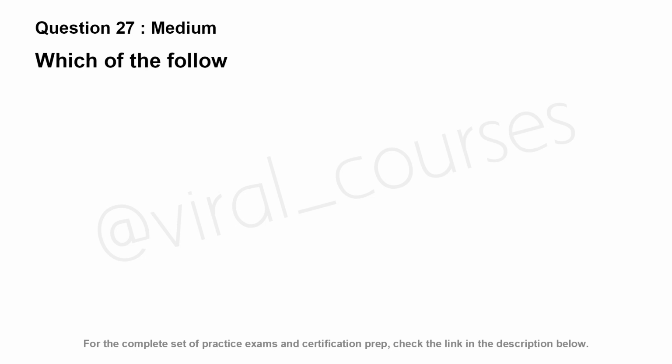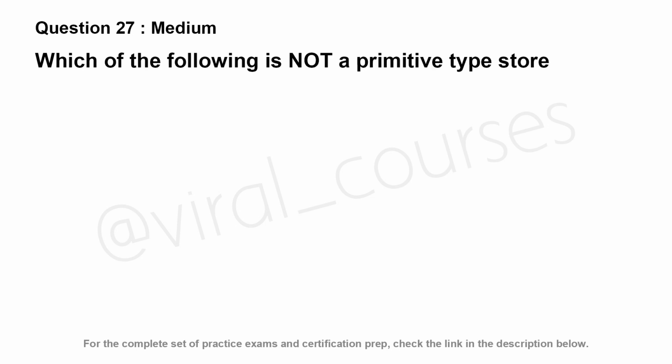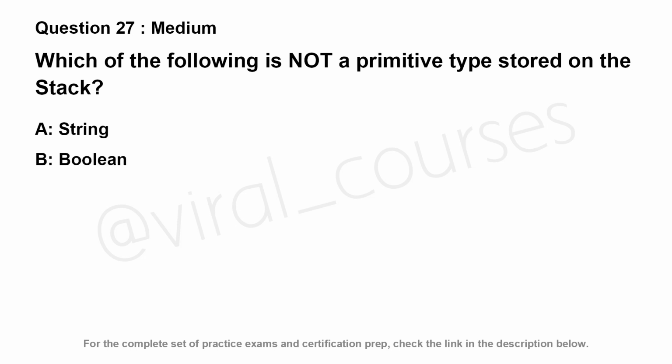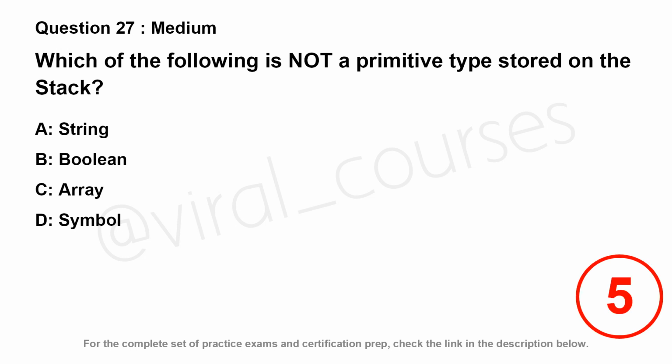Which of the following is not a primitive type stored on the stack? Option A, string. Option B, Boolean. Option C, array. Option D, symbol.